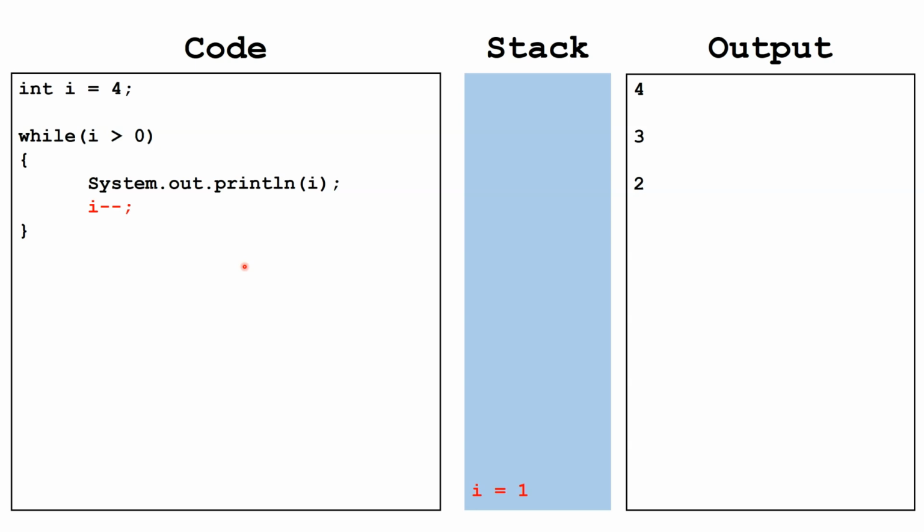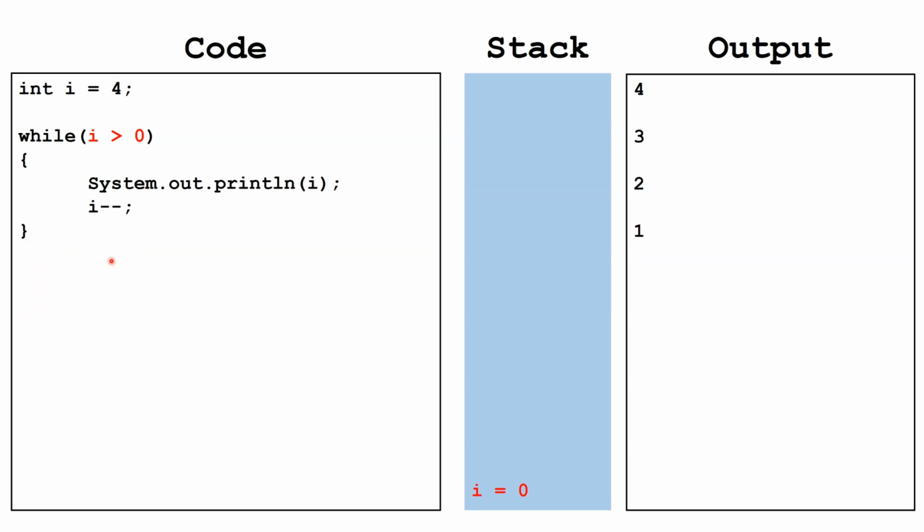Decrement the value of I. Back up to the top to check if I is still greater than 0. It is. Output the value of I. Decrement the value of I, which is now 0. Go back up to the top, see is I still greater than 0. This Boolean expression is now false, so we will terminate the loop and continue on with any code afterwards.